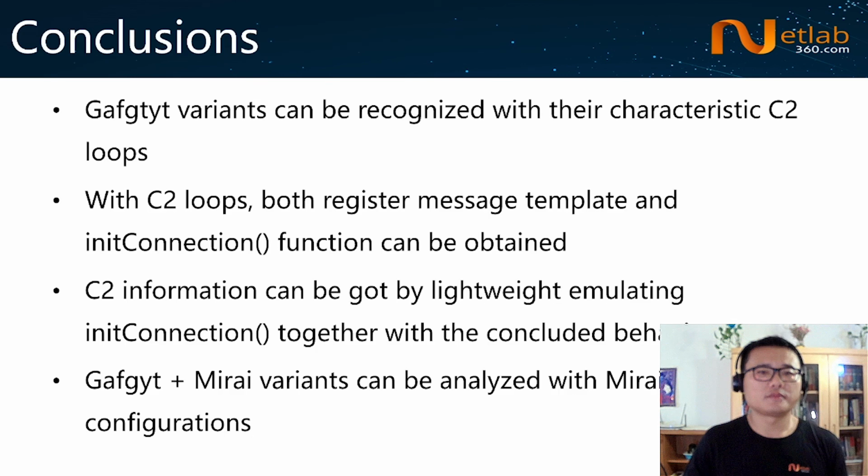Before ending my talk, I would like to give some conclusions. Basically, Gafgyt variants can be recognized with characteristic C2 loops. And with the C2 loops, both the register message template and the init connect function can be obtained. And C2 information can be obtained by lightweight emulating the init connect function together with the concluded behavior patterns. And Gafgyt variants which borrow Mirai code can be analyzed with Mirai characteristic configurations.